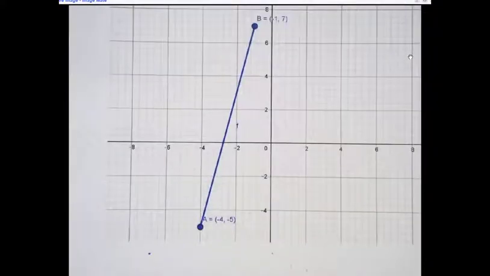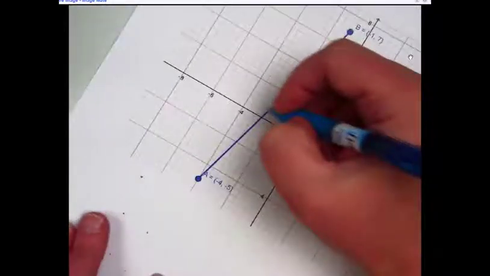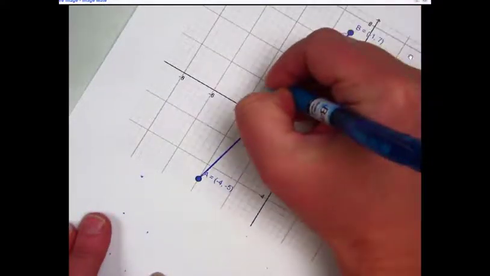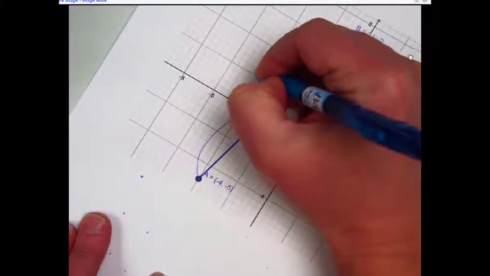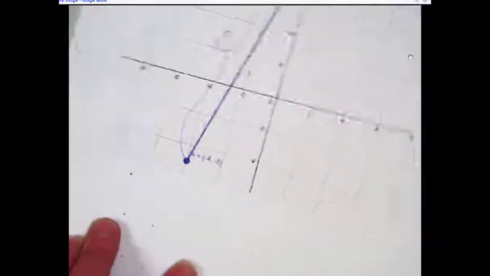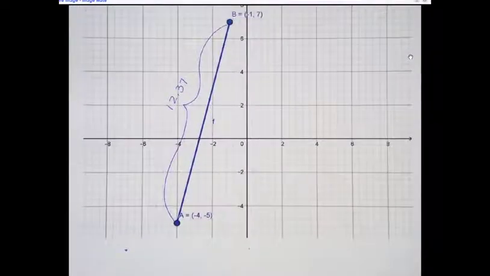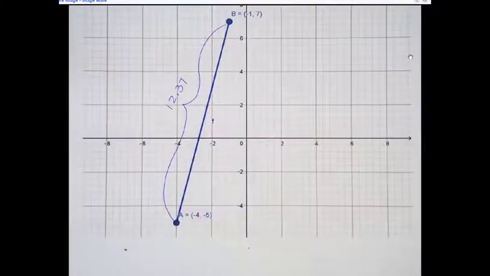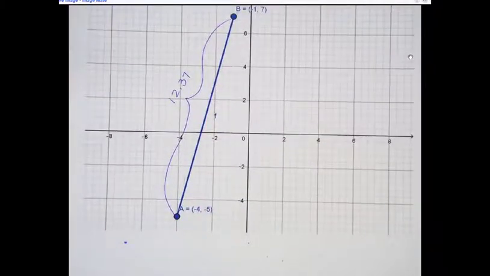Okay, so again, we don't know our units. We haven't really done that. He's going the distance, and now we know what that distance is, and that's going to be the distance from here to here, 12.37. Well, that's even longer, so it makes sense that he may want to stop at the midpoint and take a break.